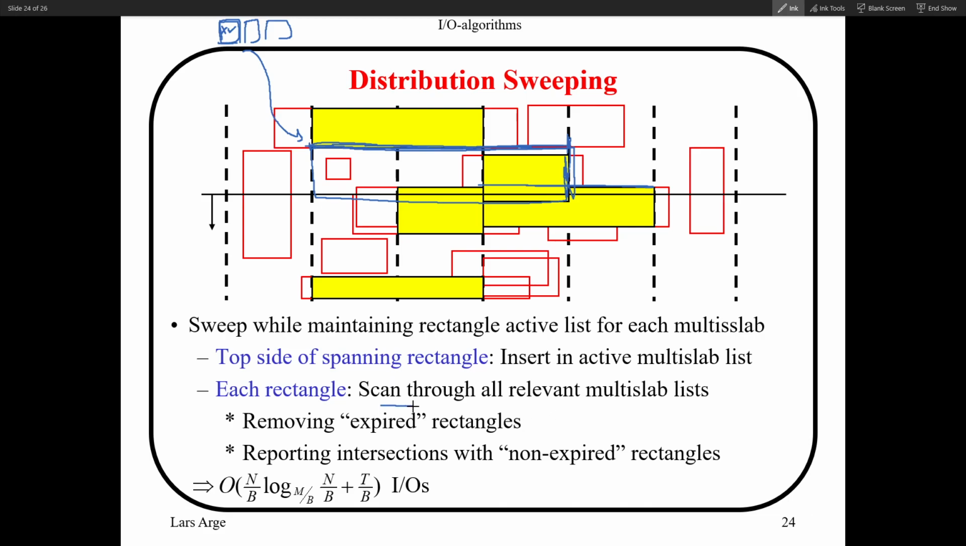So scanning through the multiple relevant active lists can be done in O of n over b IOs plus t prime over b, where t prime is the amount of output that I generate with this scan. And that concludes the multi-slab idea.